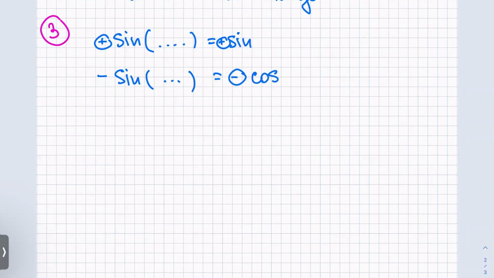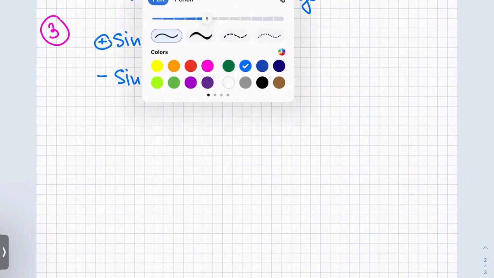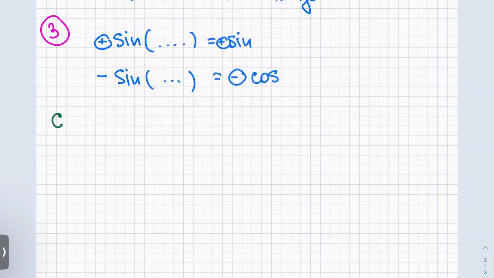So just please keep in mind, dear students, if your original function had sine plus, then in your reduction formula, your new function will have sine plus. If your original function had sine minus, then after applying the reduction formula, your function will have sine minus. After that, dear students, I would like to perform the following example with you. We will see how it works in practice.